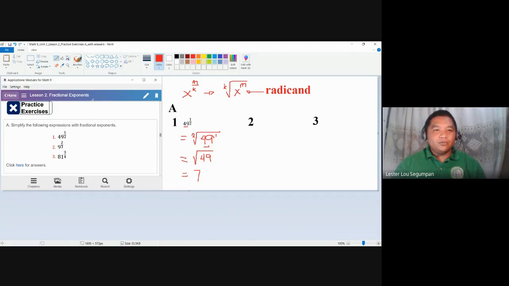As for number 2, let me move number 2 here because this might need a better demonstration. Number 2 is 9 to the power of 2/3. Again, let's convert it into an expression with radical expression. You have here 9, and then you have the exponent 2 over 3. In short, this is now the cube root of 9 squared.